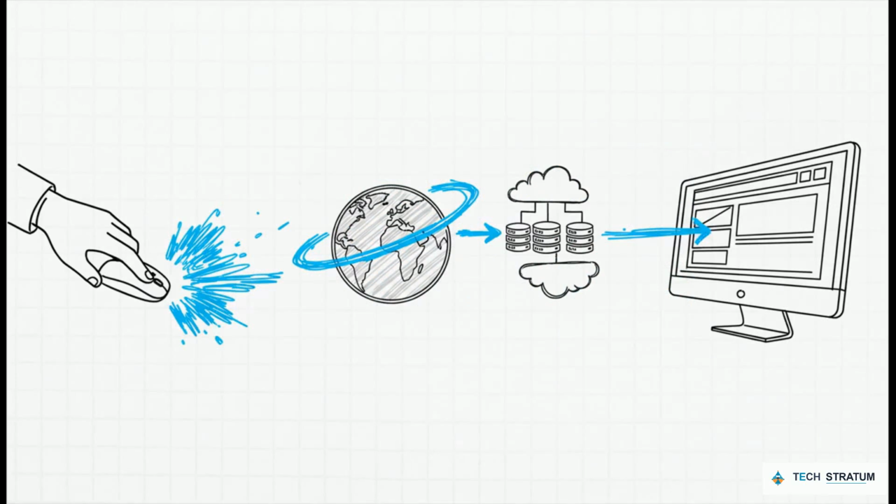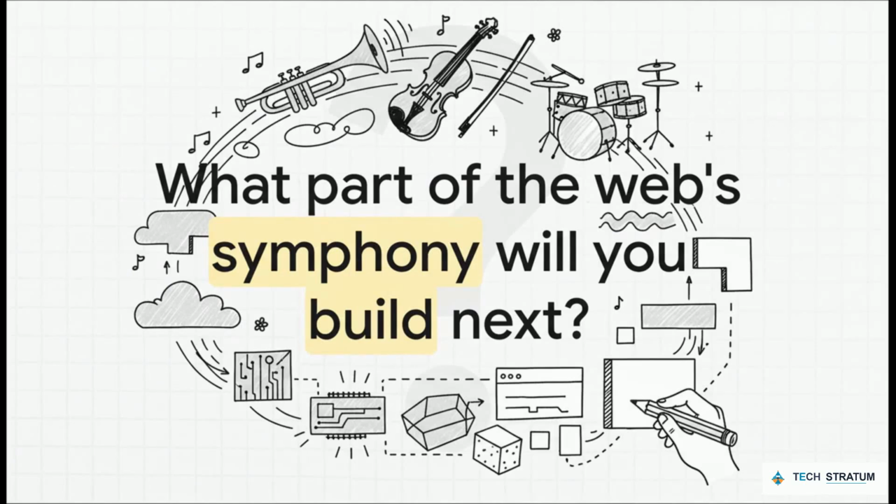So when you step back and look at the whole picture, from that one little click you make to data zipping across the globe to a page appearing perfectly on your screen, you see it's all one big, carefully orchestrated, lightning-fast journey. You know, the modern web really is a symphony of services, with every piece playing its part at just the right moment. So the only question really is, what part of that symphony are you going to build next?